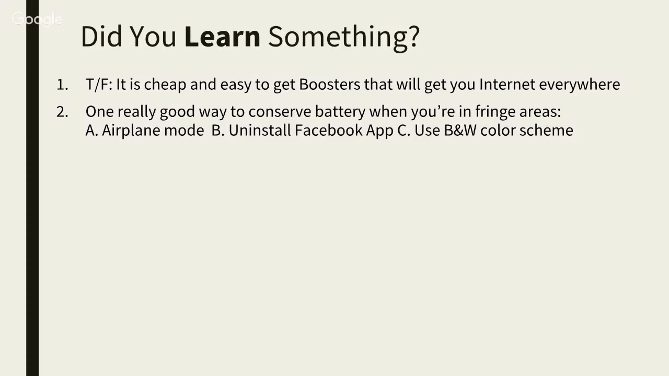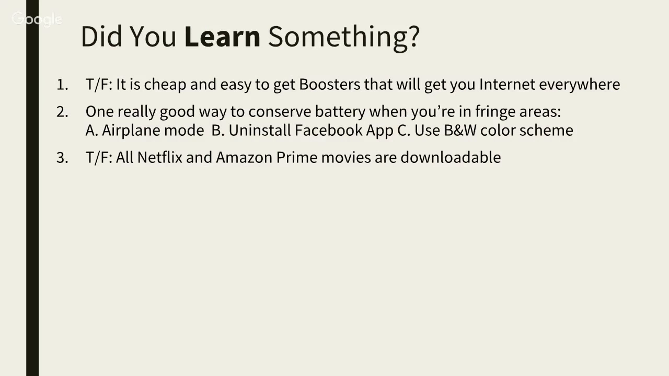Okay. One really good way to conserve battery when you're in fringe areas: A, airplane mode; B, uninstall Facebook app; C, use black and white color scheme. Airplane mode is what we were talking about. When you're in fringe areas, it's working hard trying to find a signal, so just tell it to stop.